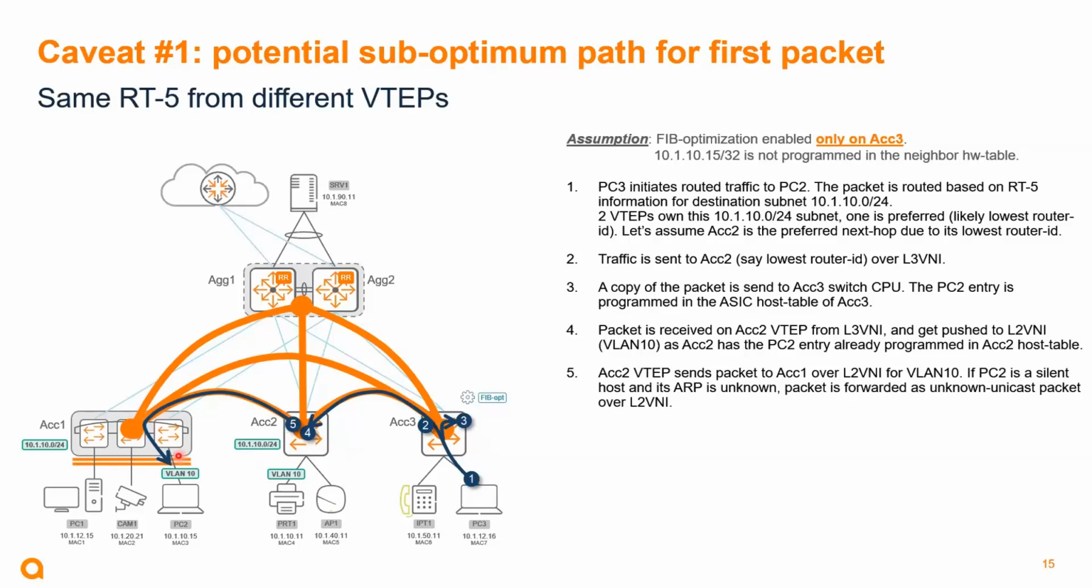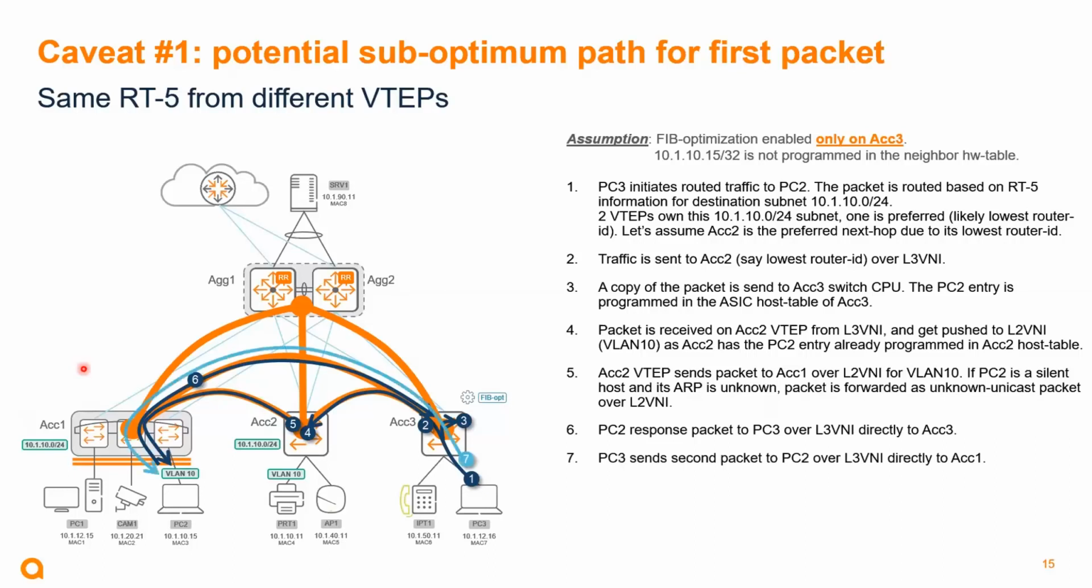So PC2 can be a silent host, and if the ARP is unknown, the packet is forwarded as an unknown unicast packet over L2 VNI, with broadcast MAC and destination IP being PC2. So PC2 responds to the packet of PC3 to establish the TCP flow, for instance, over L3 VNI directly here. Again, I mentioned that access 1 has no FIB optimization as per the example explanation. So PC3 now, as the entry has been programmed, will send the packet to access 1 directly.